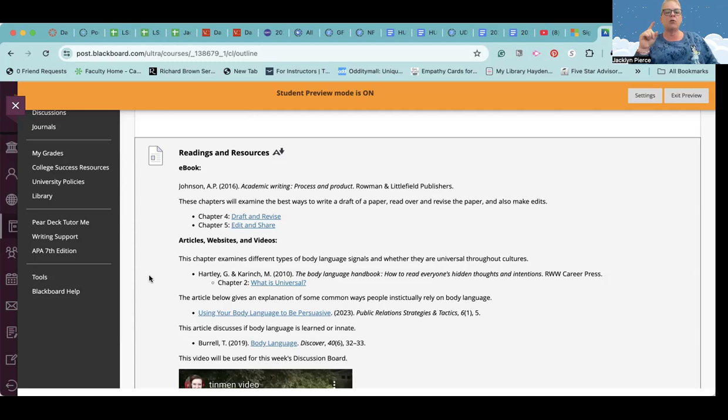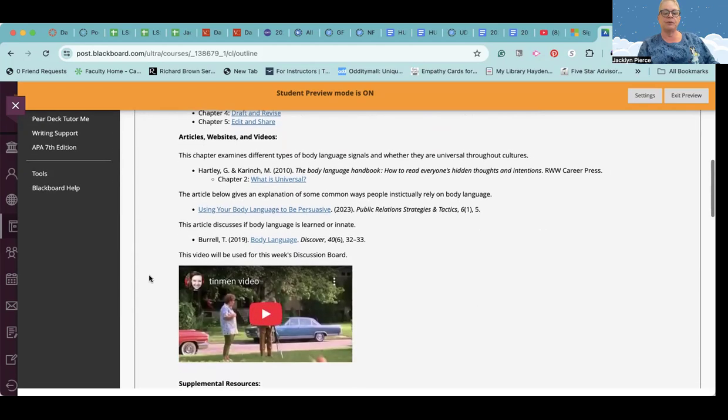And then one more article on body language from Discover that talks about how body language is learned versus comes naturally. There are certainly expectations for body language that are cultural, shaking hands, making eye contact, things of that nature. Some of it comes naturally. Some of it is something that we learn through whatever our particular culture is. So that'll be helpful there.